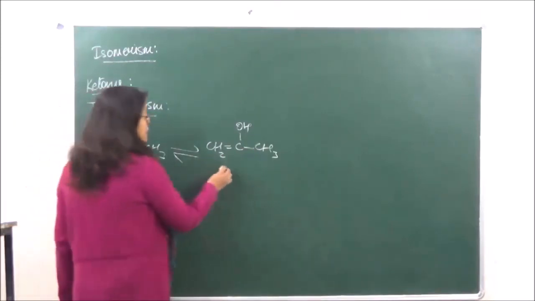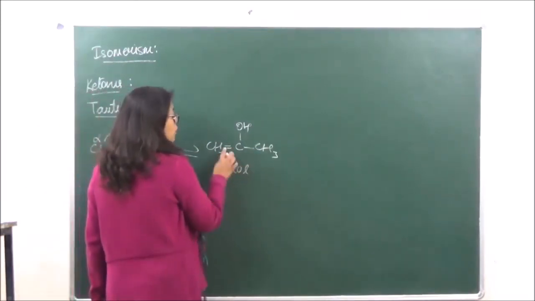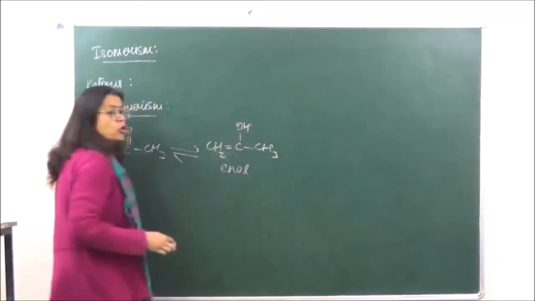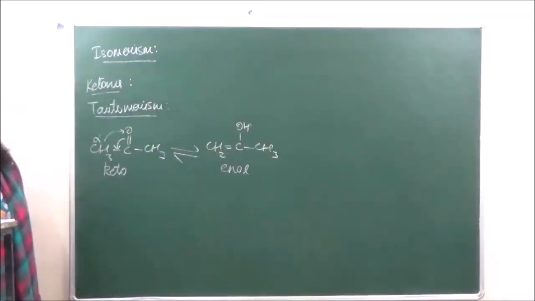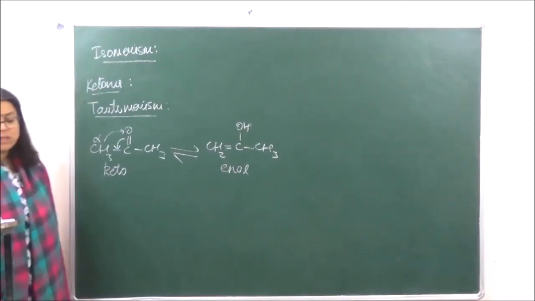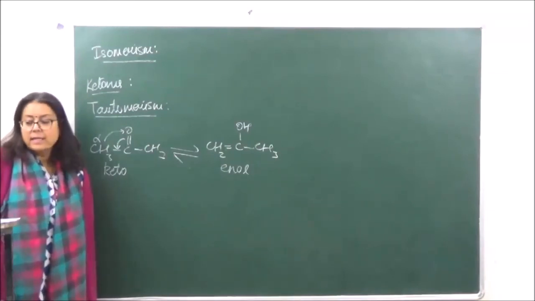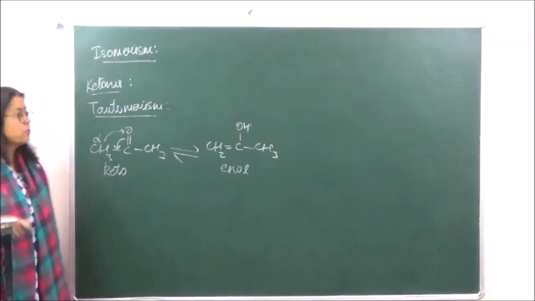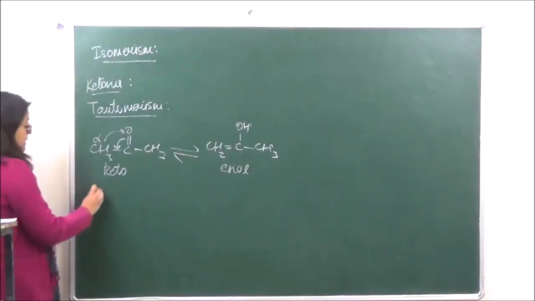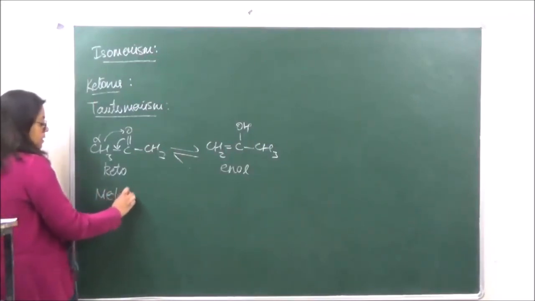This is known as the enol. Why enol? Because it contains ene and ol together. So this is more commonly known as keto-enol tautomerism. Both the tautomers are in dynamic equilibrium with each other, which means that they will keep on frequently changing from one form to the other. Okay? Then the second type of isomerism which we have is known as metamerism.